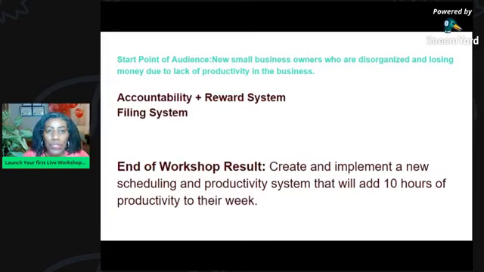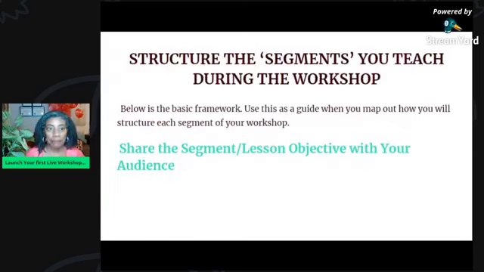Okay. Now, the start point of the audience, the new small business owners who are disorganized and losing money due to lack of productivity in their business: they need accountability, and you can also set up a reward system, a filing system. At the end of the workshop, the result is to create and implement a new scheduling and productivity system that will add at least an additional 10 hours to the productivity of their week.